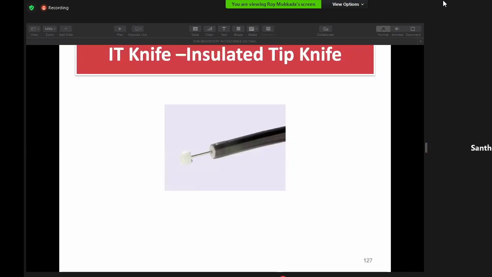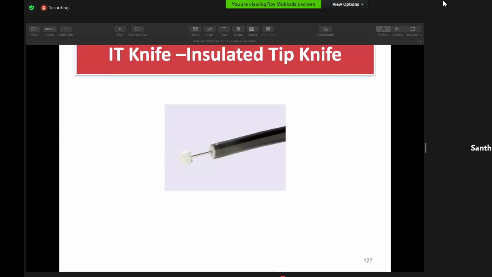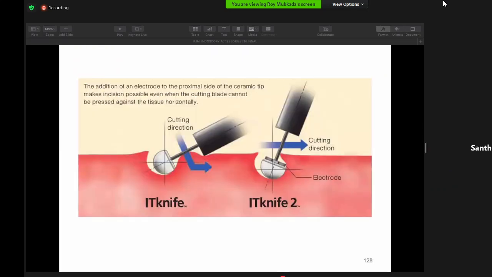This is the 19 knife. It has got an insulated tip. The advantage is you don't cause any perforation to the mucosa which is opposing, so you can safely do it when you're doing an ESD or some procedures like that. The advantage is a ceramic tip, which prevents damage to the mucosa.